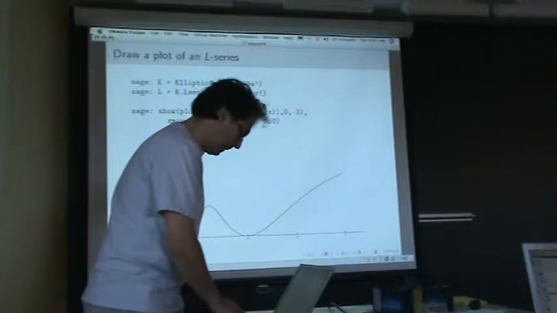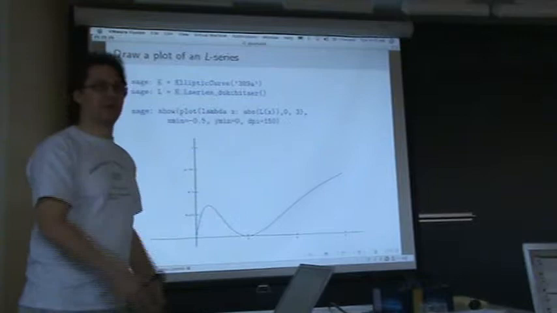What takes a long time is computing this graph in three-dimensional space. So you evaluated a lot of things.